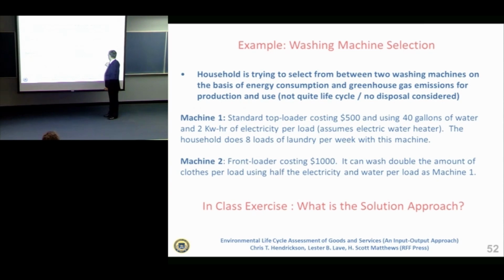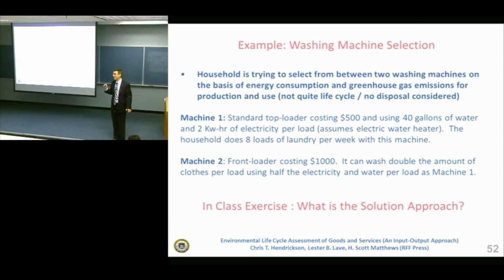It costs more. And you can double up on the clothes in there, so it has twice the capacity. And it also uses half the electricity and water per load as machine 1. So I don't want you to grab a calculator and start doing algebra on this. I want you to think about what the solution approach is here. We've talked about 3 LCA methods. Given only this information, what would you do? So take a couple minutes to think about that. You can talk to each other.